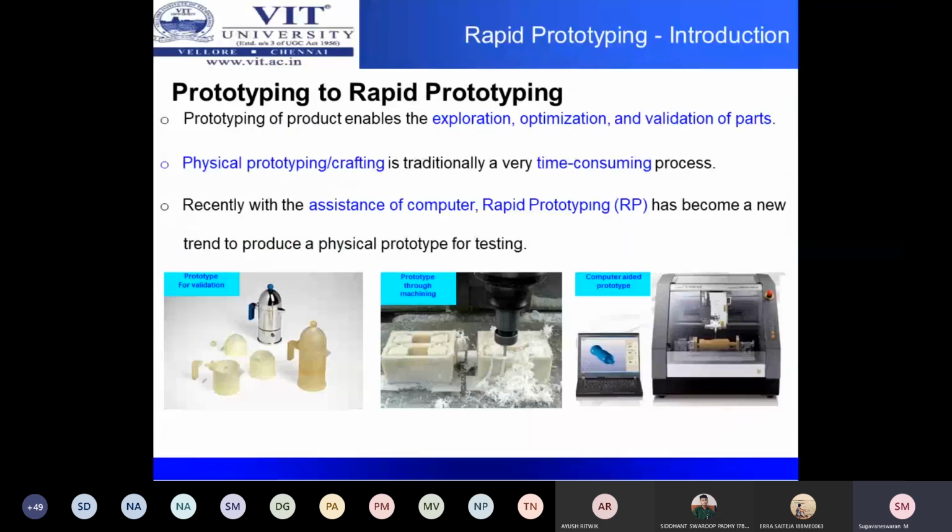Could you able to see this slide, prototyping to rapid prototyping? Yes, sir. Okay.